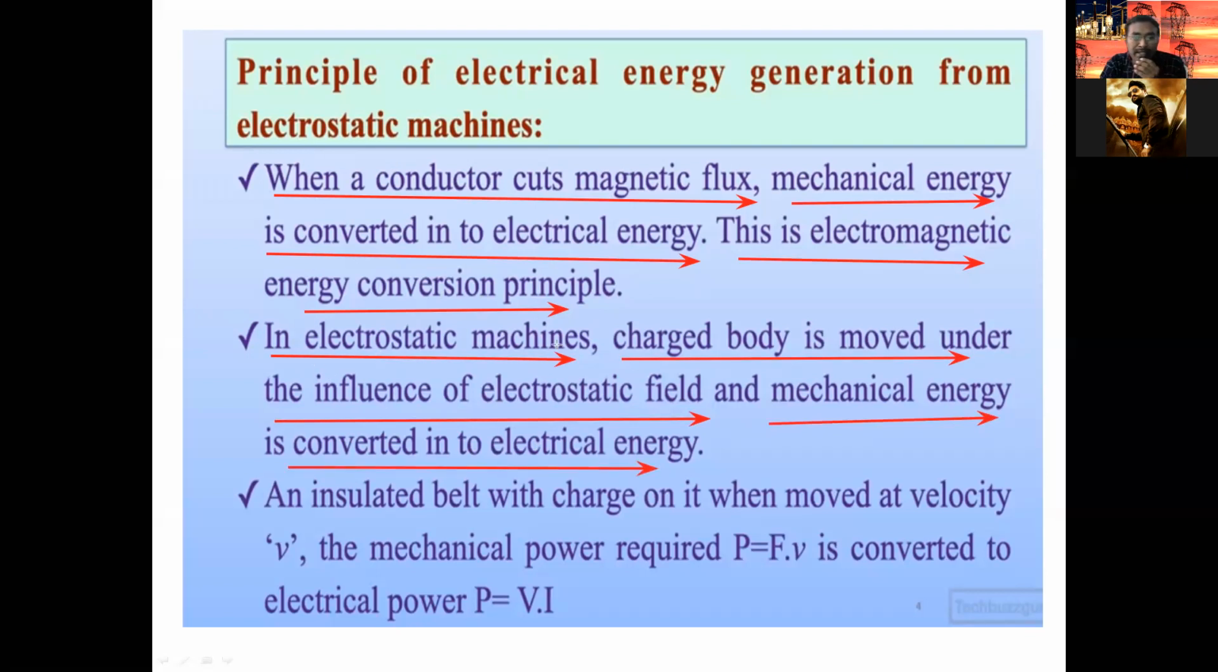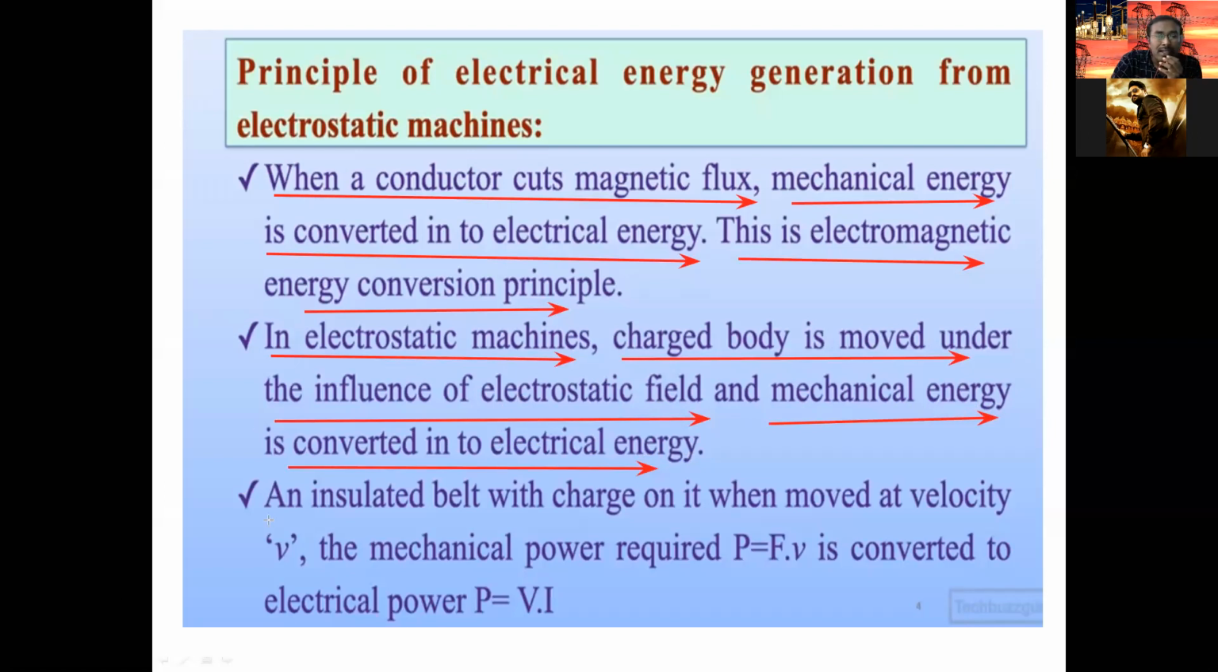In electrostatic machines, that means in the Van de Graaff generator, a charged body is moved under the influence of an electrostatic field, and mechanical energy is converted into electrical energy. That means the belt, the silk belt or rubber belt, is moved under the influence of the electrostatic field. That means it is rotating on the roller. That is, mechanical energy is converted into electrical energy.